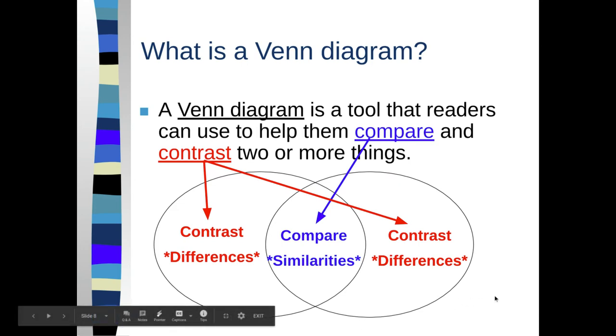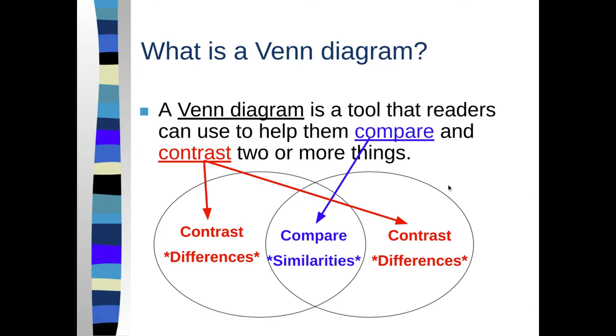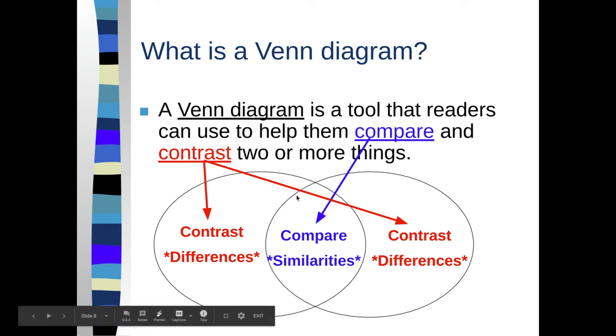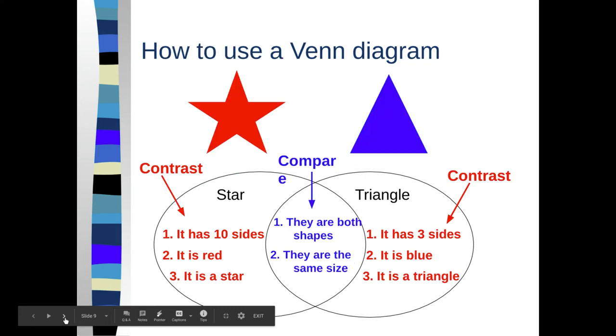Oftentimes, when we're comparing and contrasting, we will use a Venn diagram. You don't always have to use a Venn diagram, but it's an excellent graphic organizer for comparing and contrasting. A Venn diagram is a tool that readers can use to help them compare and contrast two or more things. On the Venn diagram, right here in the middle, this is where we compare or put our similarities. In the outside circles, this is where we contrast or focus on the differences between two objects or two stories.